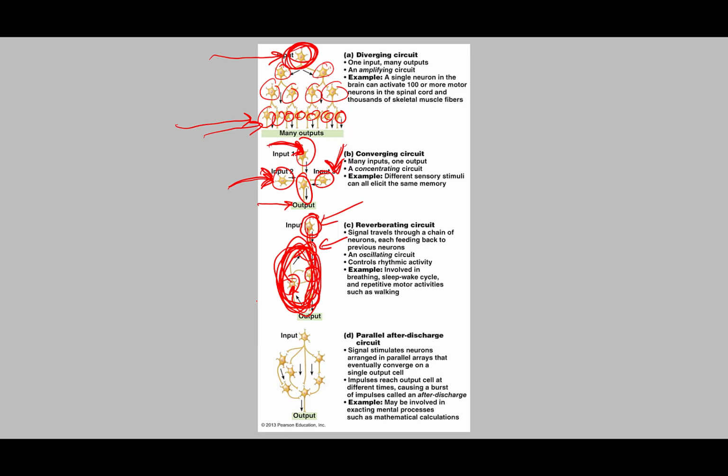And lastly, we have something called a parallel after discharge circuit. It's kind of a combination of the first two. One neuron sends a signal to multiple neurons, but then those multiple neurons all send a signal back to a single neuron at the end. And it says that this is kind of for mathematical calculations, but there is really good evidence that this type, the parallel after discharge, is kind of responsible for the sense of déjà vu.